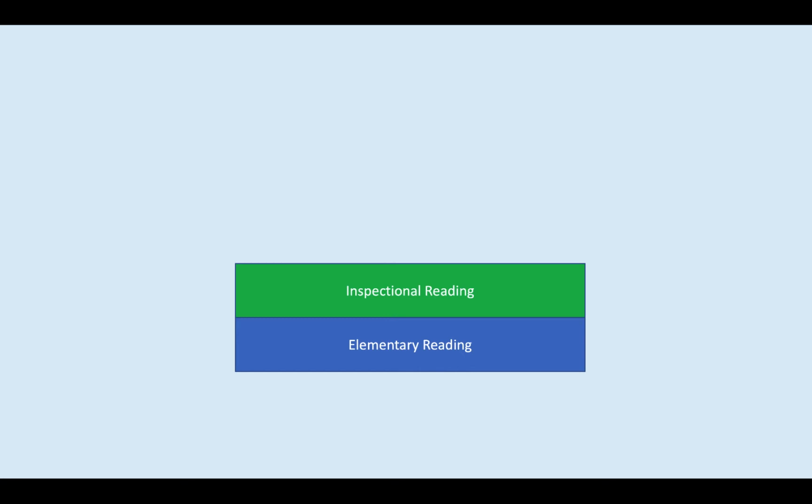But what inspectional reading is, is taking a timed or a short period of time to read through a book, look at the chapters, look at the table of contents, maybe dip into each chapter to get a basic idea of what the book is about. That's inspectional reading. It's not a deep reading. It's using elementary reading, but you're not reading the whole book at this point.